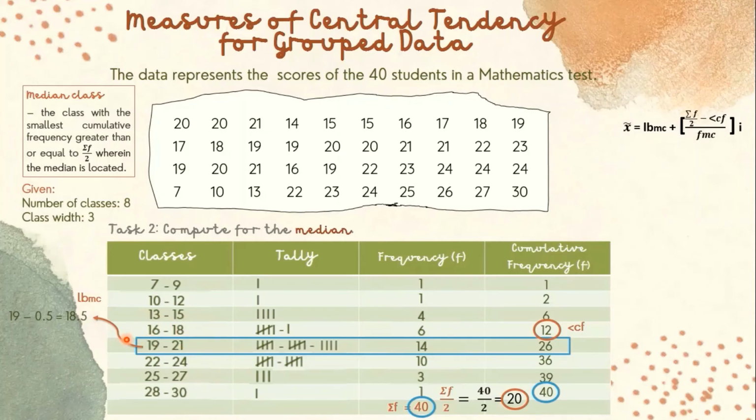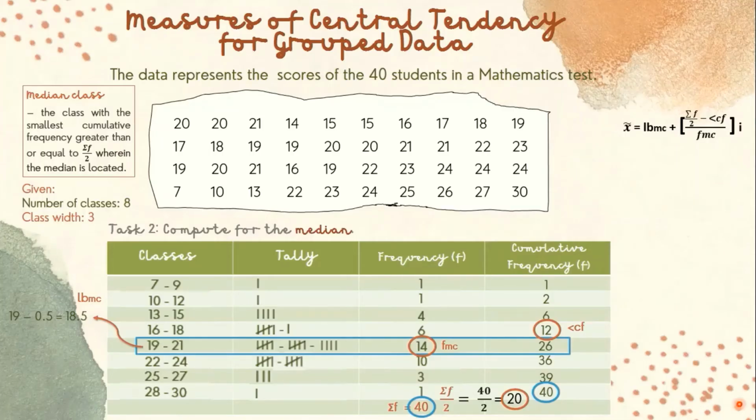Kaya ang next class that is lower than 19 to 21, yung katabi niya, which is 16 to 18. Next natin hahanapin yung FMC, frequency of the median class. 19 to 21 ang ating median class at ang kanyang frequency ay 14. So this is the frequency of the median class. Lastly, I is the class width. Ang ating class width ay given na, which is 3.